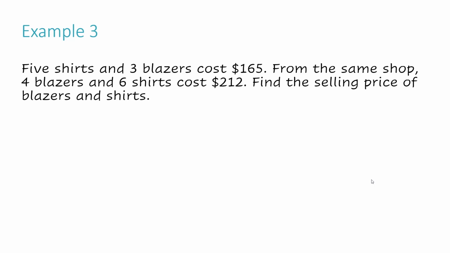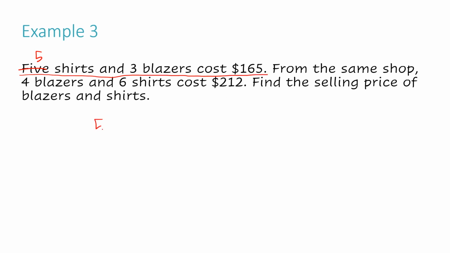So this says 5 shirts. I'm going to cross out the word 5 and I'm going to write the number 5 because I want to see the number in my problem. Okay. 5 shirts and 3 blazers cost $165. So that is your first equation right there. Without you even doing anything, they're plain old telling you an equation, okay?